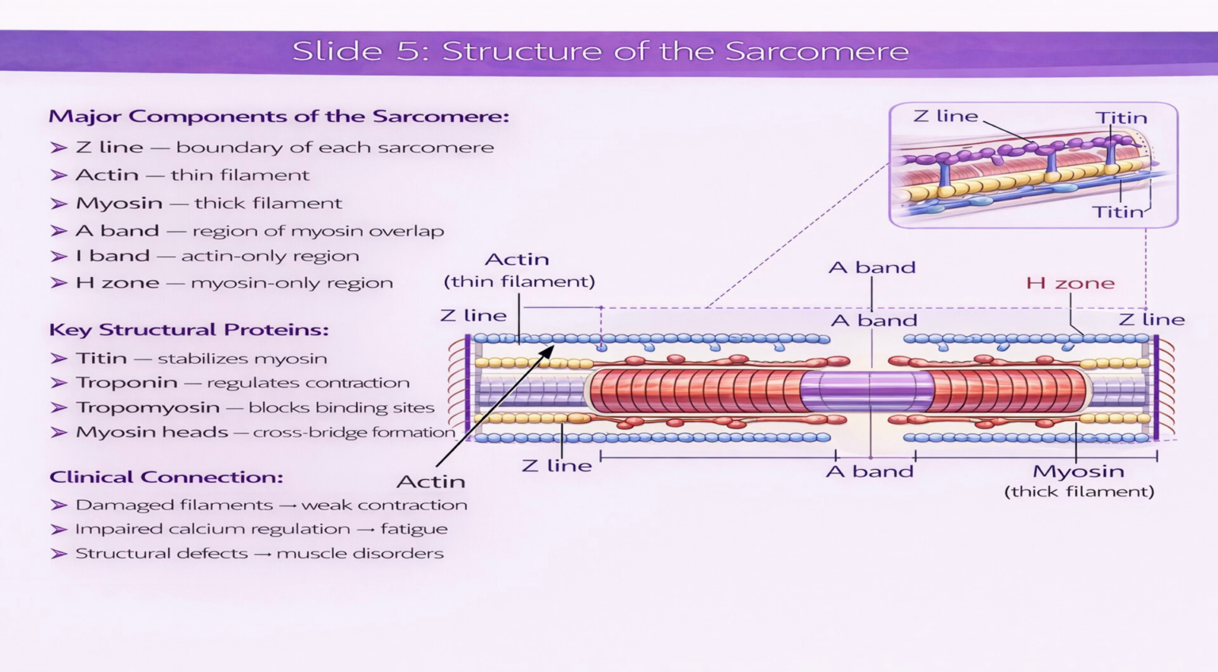For NCLEX-style application, learners should recognize that effective muscle contraction depends on intact sarcomere structure and proper regulatory control. Disruption at this microscopic level often manifests clinically as decreased strength, impaired mobility, and reduced activity tolerance.